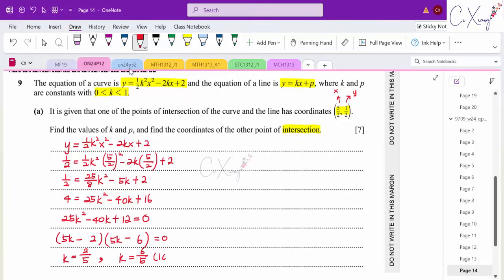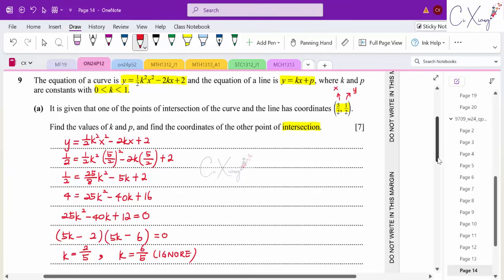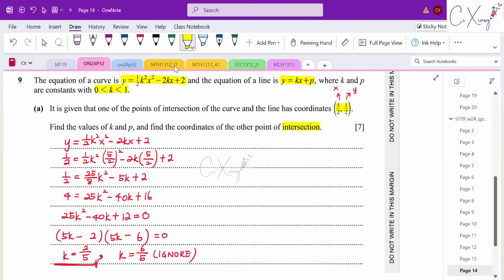Okay, but we'll ignore this particular answer. We'll ignore the k equals to 6 over 5. Why? It is because they did mention in the question that the k value must be between 0 and 1. Right, therefore 6 over 5 is more than 1. Therefore, ignore this particular answer for the k, and we just accept one answer for the k, which is equals to 2 over 5. Okay, so we are done with this part to find the k.